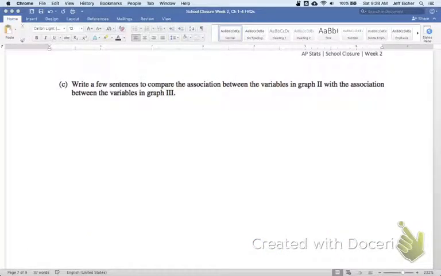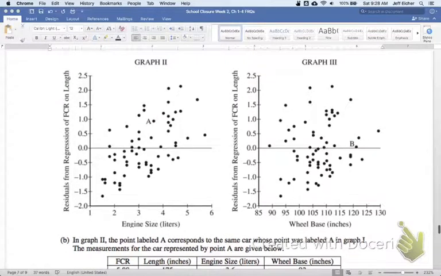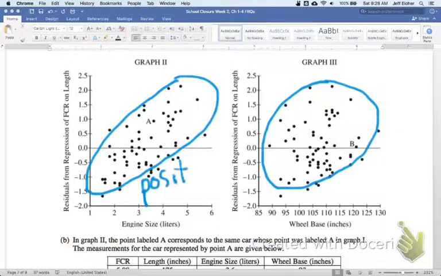Write a few sentences to compare the association between the variables in graph 2 and the association between the variables in graph 3. So looking at these graphs, what associations can we identify? Well, it looks like in graph 2 the scatter plot is going uphill, so a positive direction, whereas in graph 3 it is not so much. So we could say there's a positive association between engine size and the leftover residuals. Positive. We could say it's roughly linear.